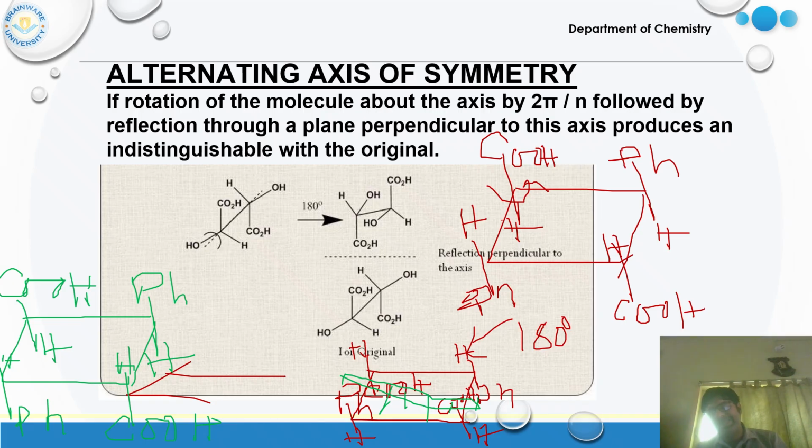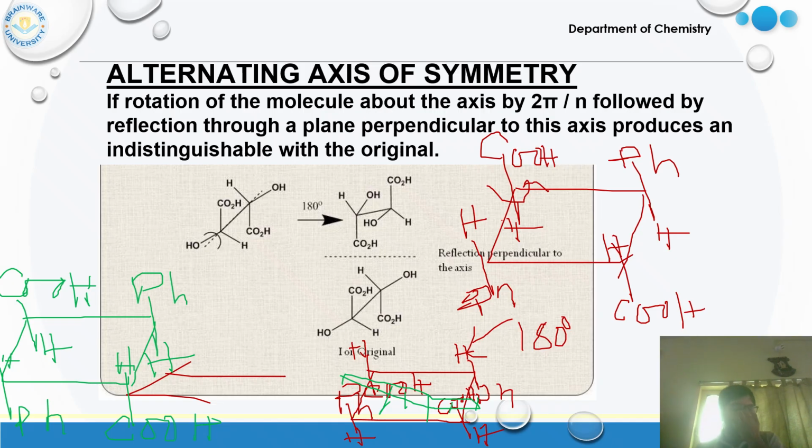So the standard definition is that the molecule will be rotated by 2 pi by n. N may be 1, 2, 3, 4 up to infinity. 2 pi means 360 degrees. So 360 degrees by n. And then we carry out its mirror image along the diagonal. Then we get the molecule identical with the original. The molecule is rotated by 360 degrees by n, and then the mirror image is carried out along the diagonal. Then we get the identical atoms.